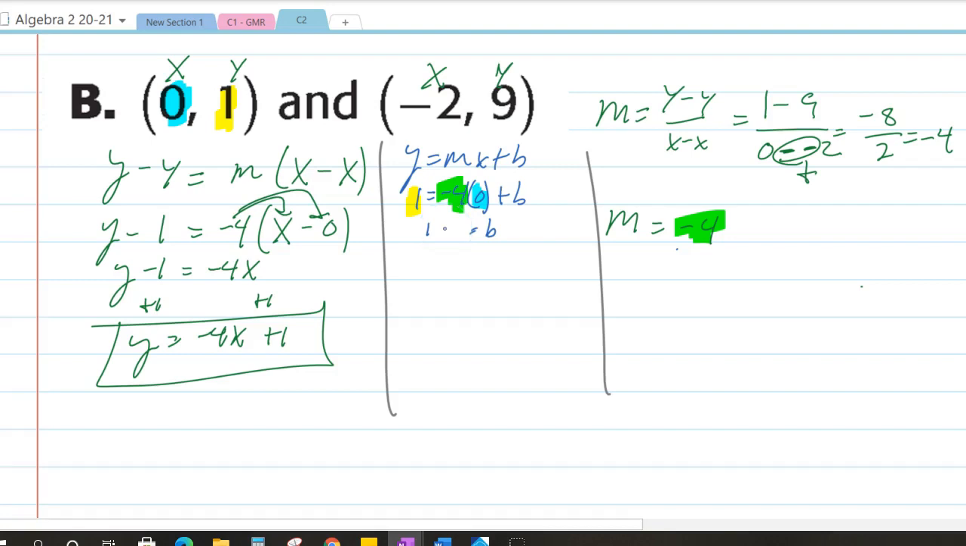Now I can solve for slope-intercept form. Y equals -4x plus our b, which we found to be 1. So we can use point-slope form and simply solve down, or we can use slope-intercept form, find the missing b, and then plug the numbers back in. Both are accurate, both will give you the right answer, whichever way is easier for you.